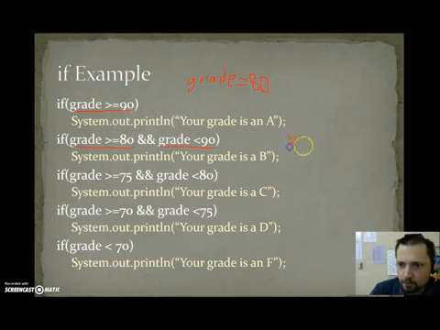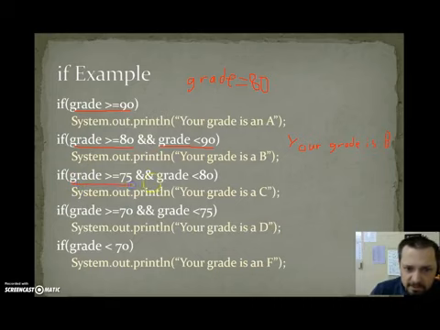So we would print your grade is B. Now when we get to the next one, is 80 bigger than or equal to 75? Yes. Is 80 less than 80? No. True and false make false. We do not do the below line of code.